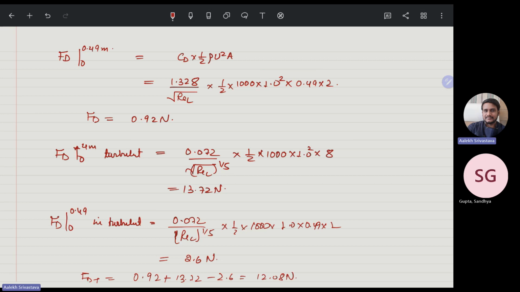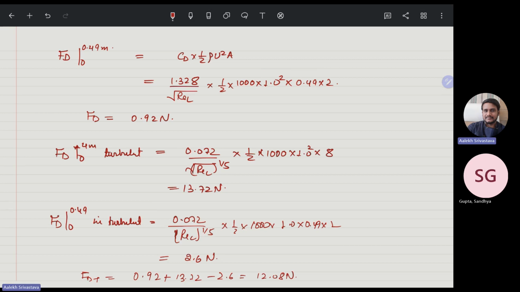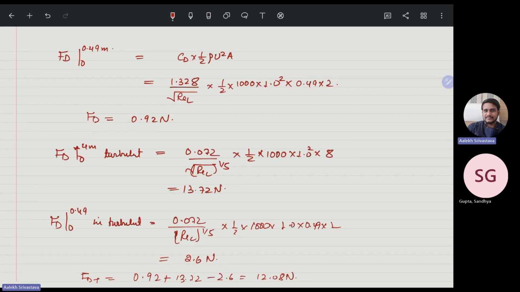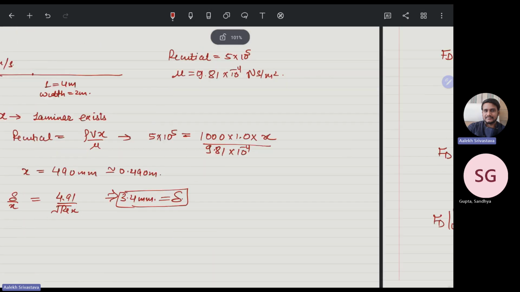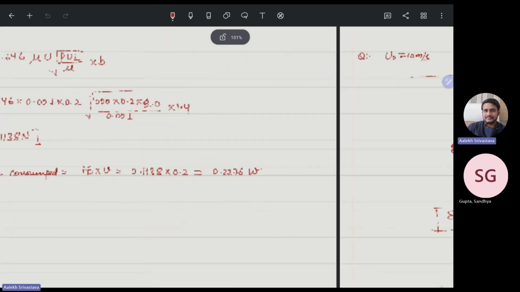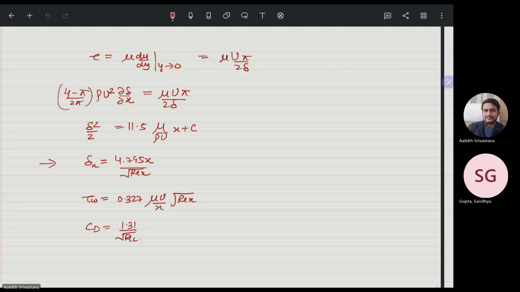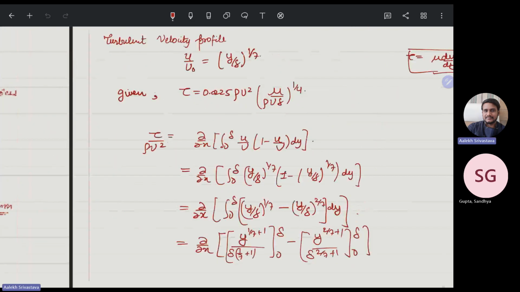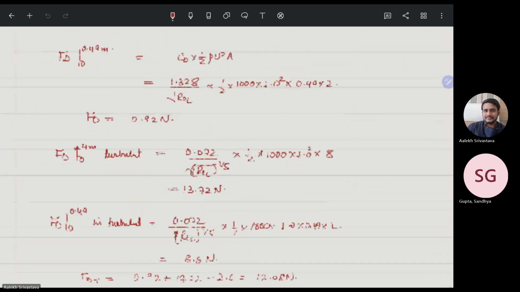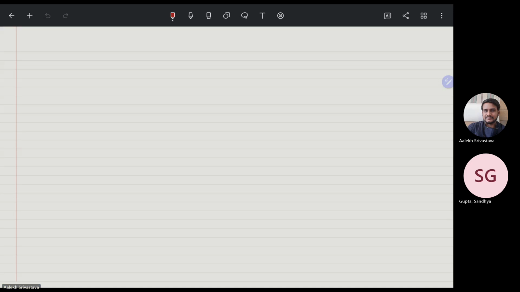So in this way, you will try to solve the problems. I had discussed most of the numerical problems, like how to solve for different velocity profiles, laminar or turbulent region. Now we will go with some concept of how the separation will take place, separation of the boundary layer, and how we can avoid the separation.